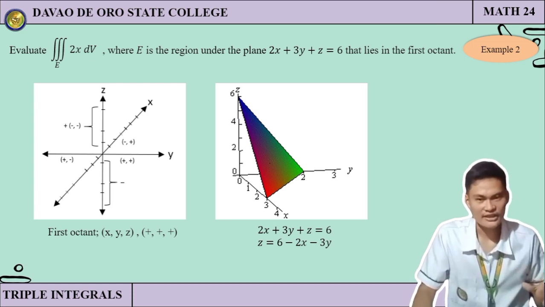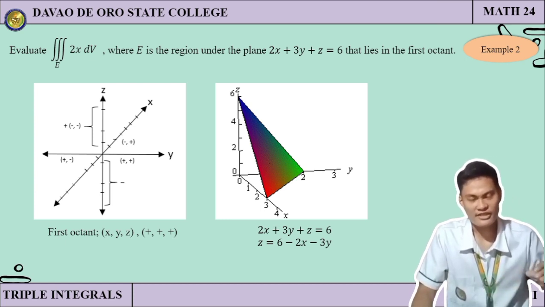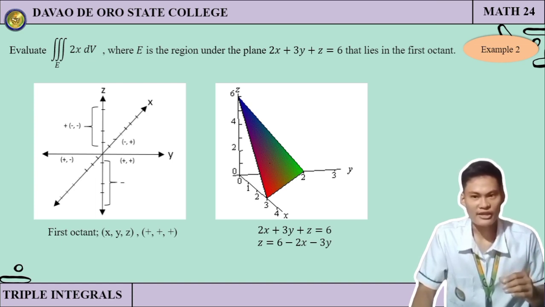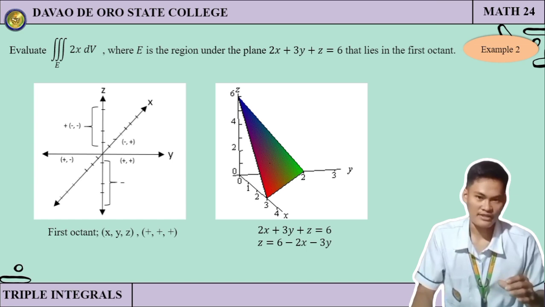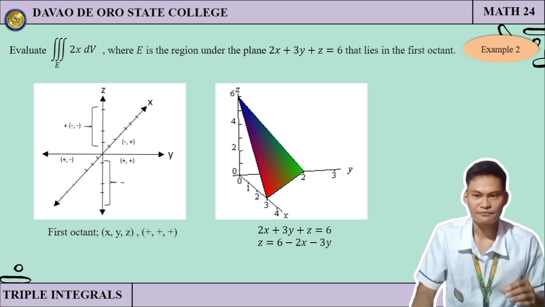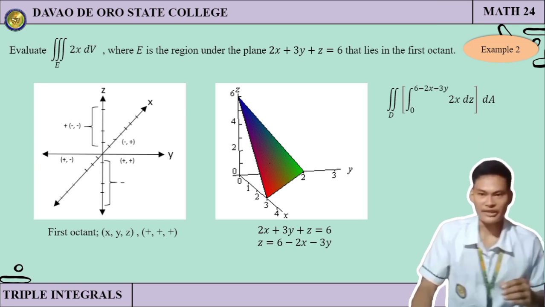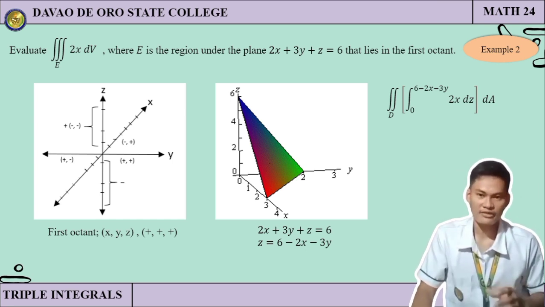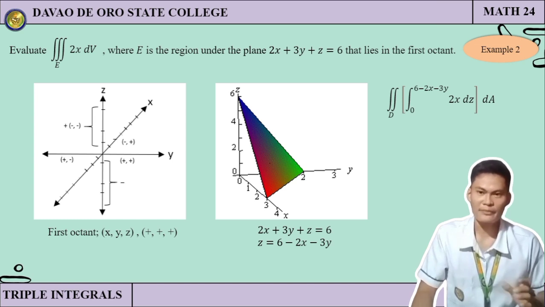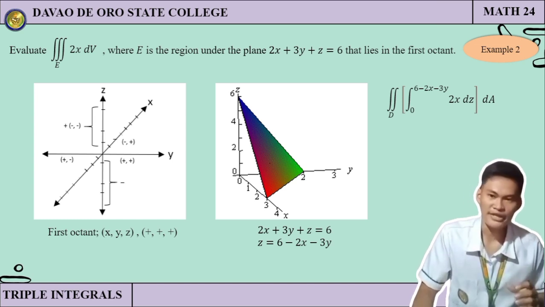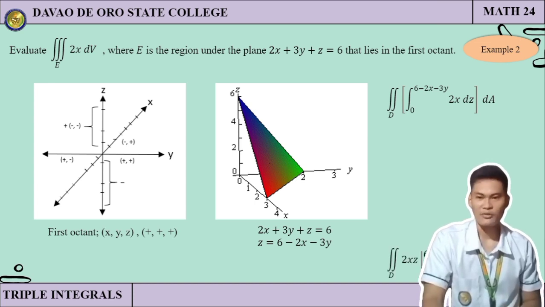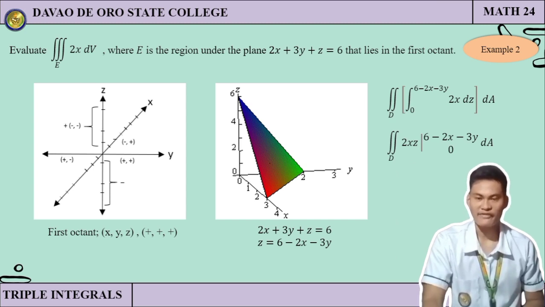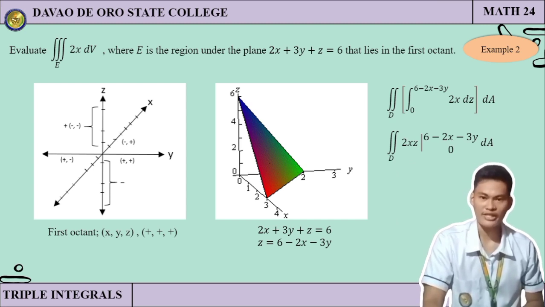Now, what will be our lower limit? Since it states that the region lies in the first octant, the value of z should be positive. The lower limit of the set of positive is 0. So therefore, we have the triple integration of the function 2x with respect to z from the lower limit of 0 to the upper limit of 6 minus 2x minus 3y. So we can now simplify the inner integral. We have the double integration of 2xz evaluated from 0 to 6 minus 2x minus 3y.